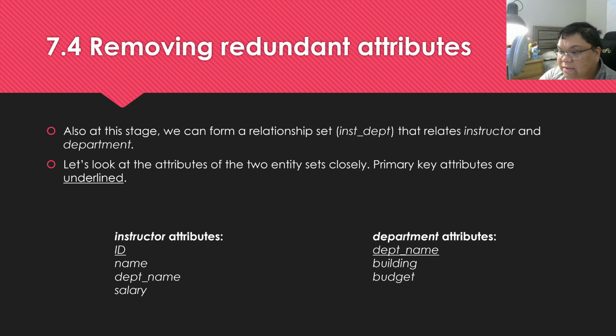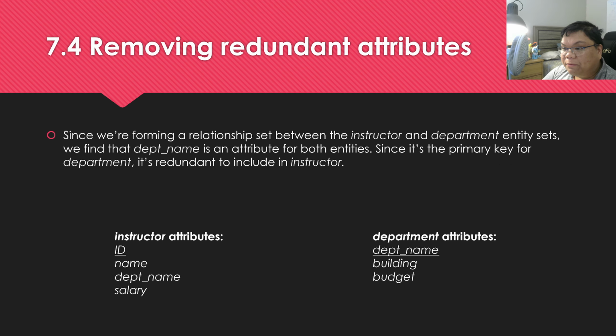So let's look at those two entity sets closely. Primary key attributes are underlined. Since we're forming a relationship set between instructor and department, check this out. We have department name as a primary key attribute for department, but it's also showing up here as an instructor attribute. Under the rules of making an ER diagram, it turns out this department name attribute under instructor is redundant, so you can just cross it out.